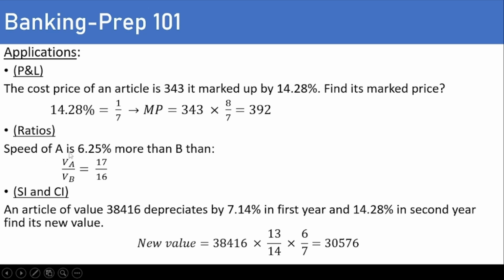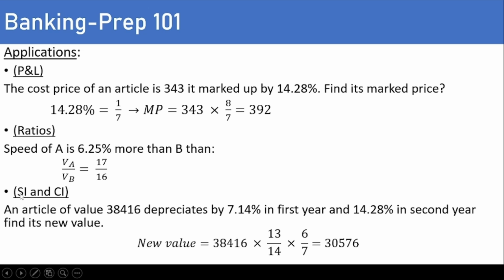In the same way, we can apply it to ratios. If we say that the speed of A is 6.25% more than the speed of B, we know that 6.25% is 1 by 16. So speed of B would be 16 and speed of A would be 17. Again, 1 by 16, we add the denominator to the numerator, so 16 plus 1 is 17. So speed of A becomes 17 and speed of B is 16. 17 by 16 is actually a ratio.